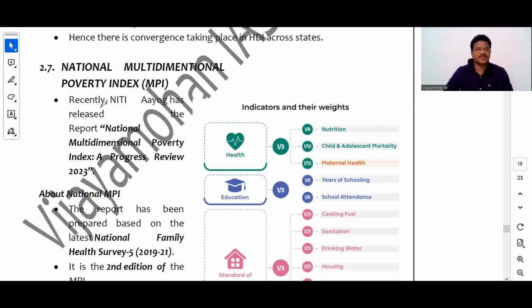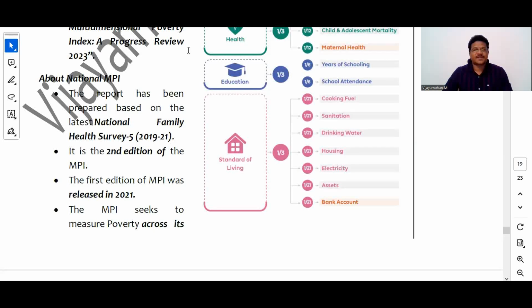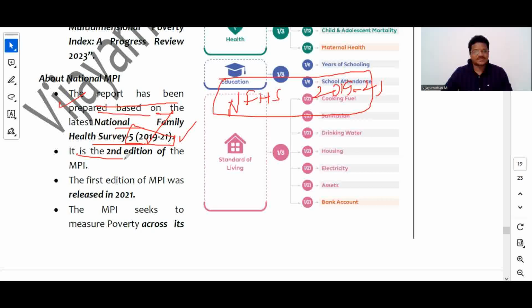Okay. Now recently Niti Aayog has released the report National Multidimensional Poverty Index, a Progress Review 2023. So in 2023 Niti Aayog released the second report, right? And briefly about the MPI, the report has been prepared based on National Family Health Survey 5, 2019-21. So we calculated the MPI based on the NFHS, National Family Health Survey 2019-21 data. And it is the second edition of the MPI. The first edition of the Multidimensional Poverty Index was released in 2021.